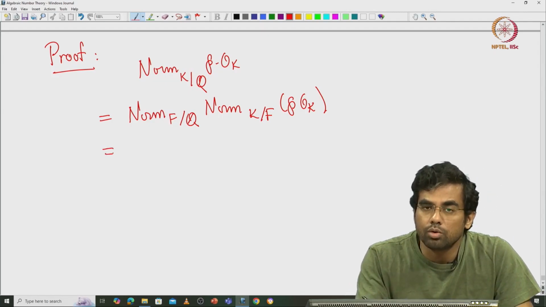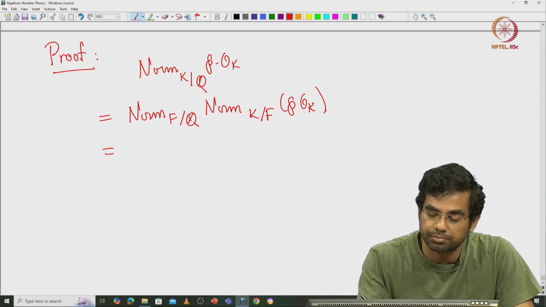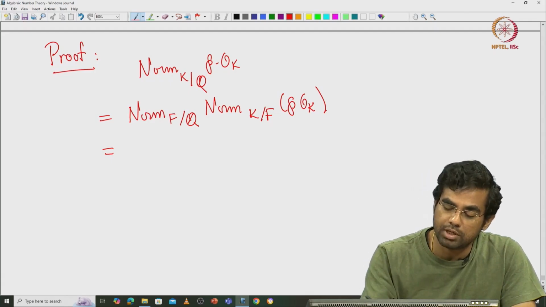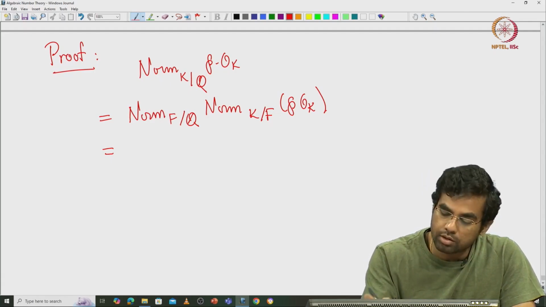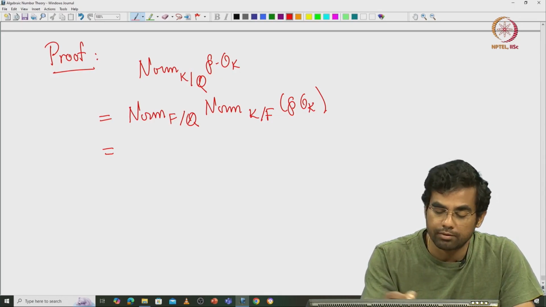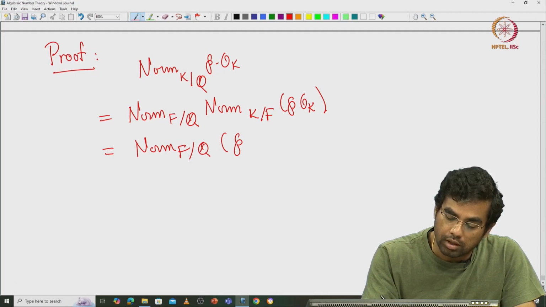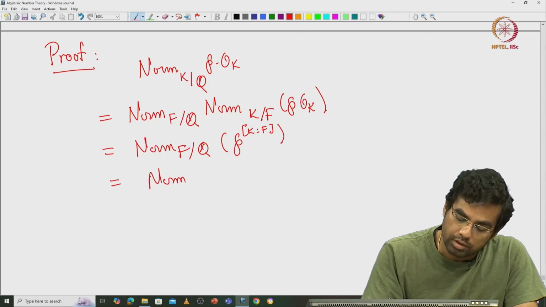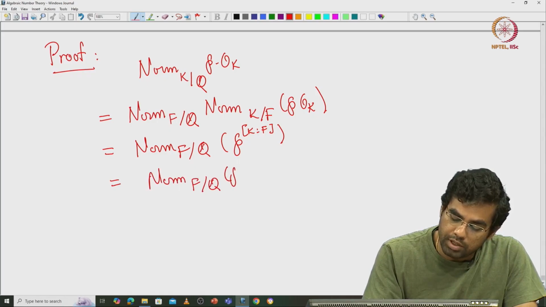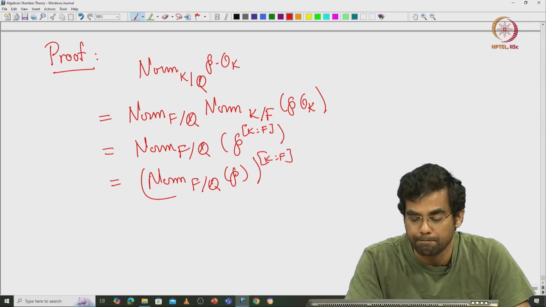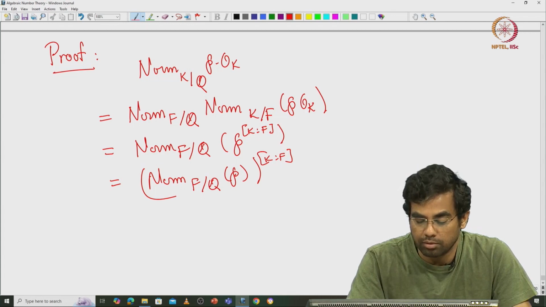But now P O_K is an ideal that is extended from P. So, you can compute it by using embeddings of K that fix F. So, this will be equal to the norm from F to Q of P to the power degree of K over F. And this is the same as the norm from F to Q of P, whole to the power degree of K over F. So, this is one way of computing the norm.